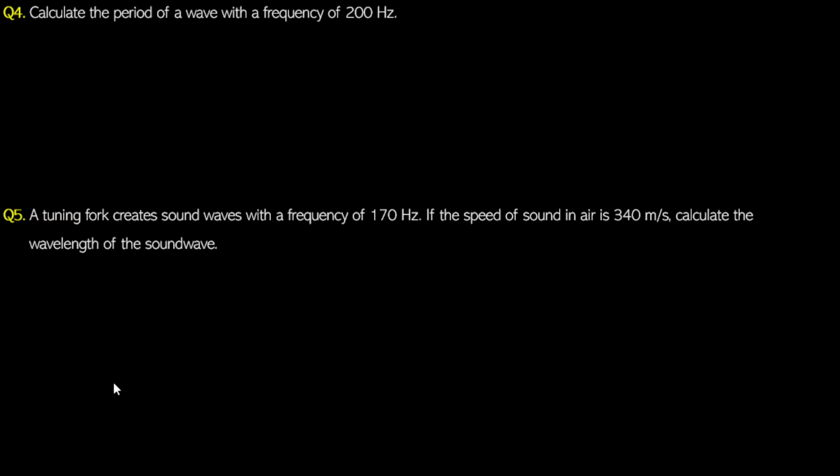Question 4. Calculate the period of a wave with a frequency of 200 Hz. So your frequency is 200 Hz, and you want to find your time or the period. The relationship between frequency and period is f equals 1 over T, meaning that T equals 1 over f. So let's substitute here. It would be 1 over 200 Hertz. If you put it into your calculator, you would get 0.005 seconds.